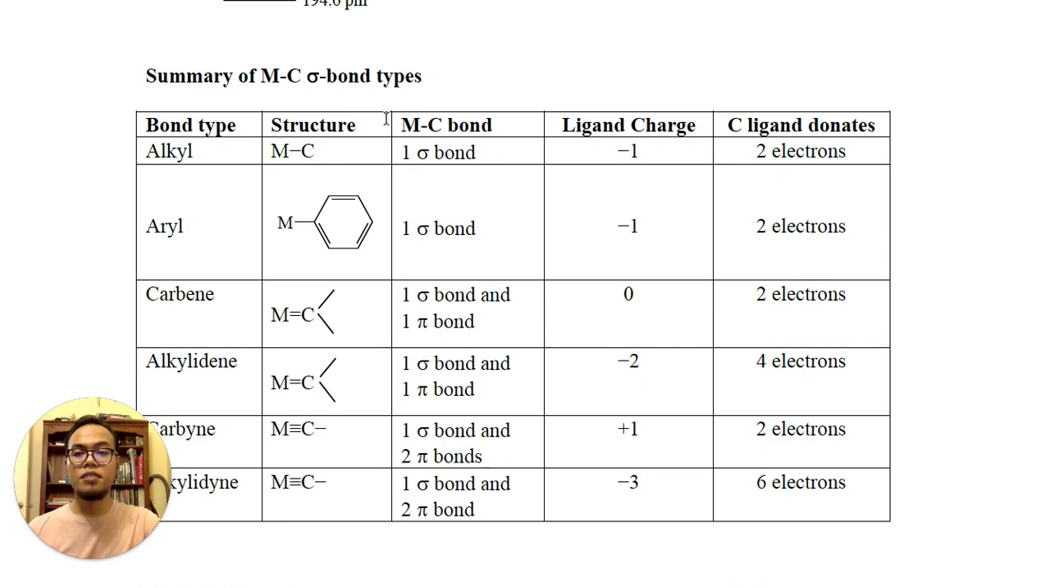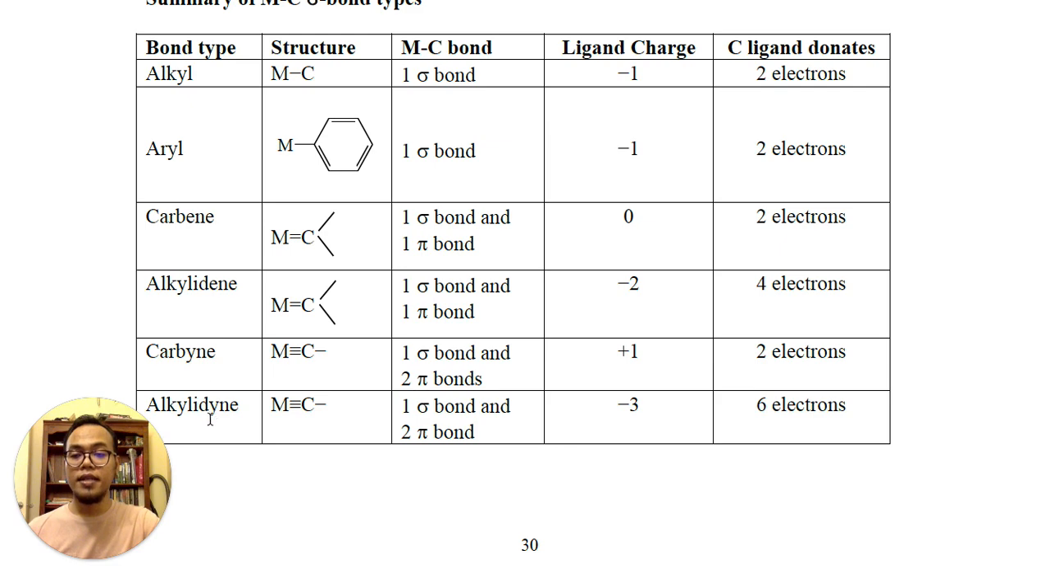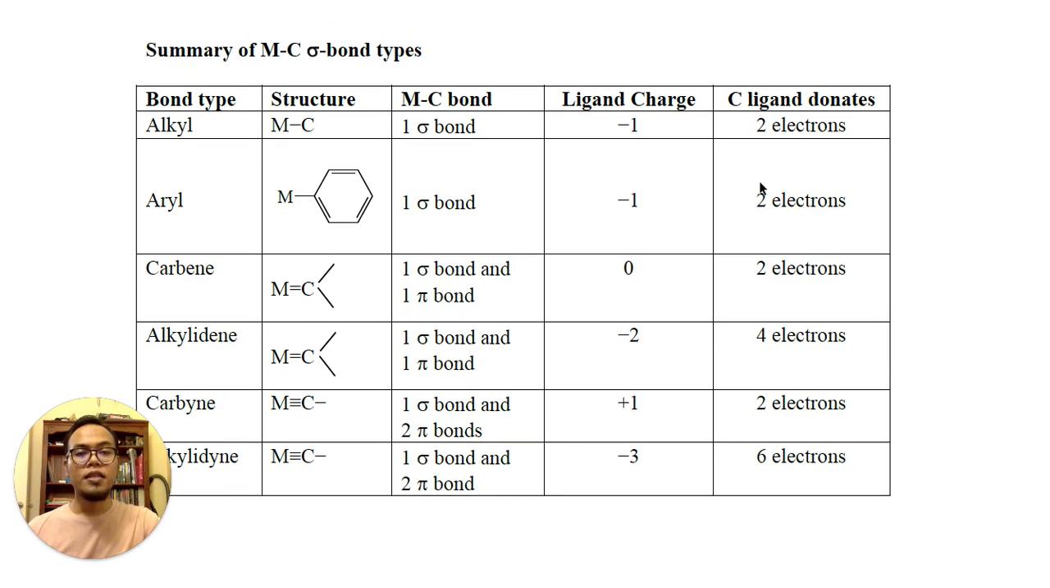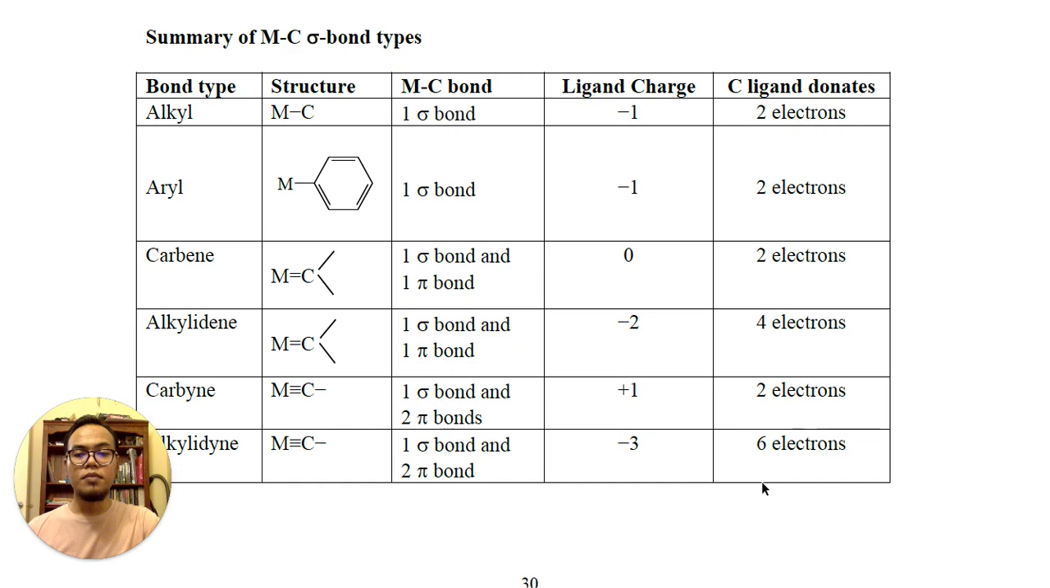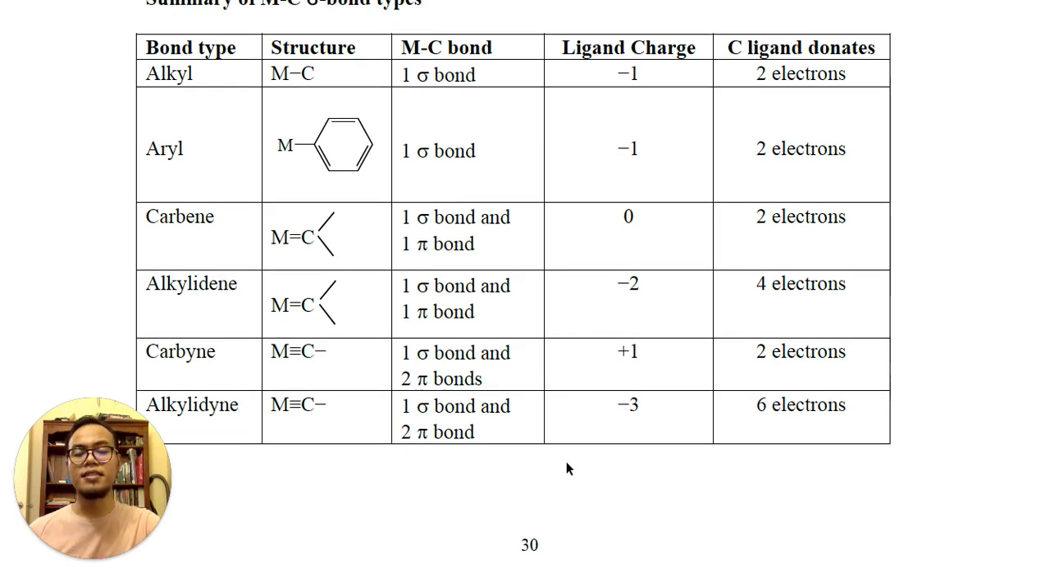So the summary of your sigma bond types is easy. We have learned this repeatedly in some other courses as well. You can see alkyl M–C has 1 sigma bond, aryl has 1 sigma bond, M–C. Carbene has a double bond, so 1 sigma and 1 pi bond. Carbyne, or alkylidyne, has a triple bond, so 2 pi bonds and 1 sigma bond. I don't think it is heavy. It's easy for you to remember. Alkyl donates 2 electrons, aryl 2 electrons, carbene 2 electrons. We have seen some of these ligands before in the previous tables. And then your alkylidyne will donate 6 electrons. The more exercises that you do, the more easily this can be remembered.